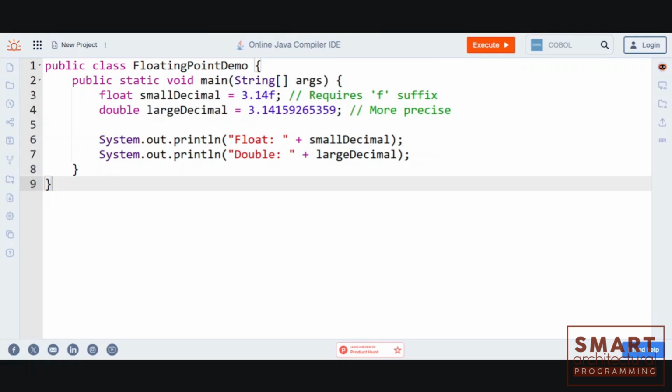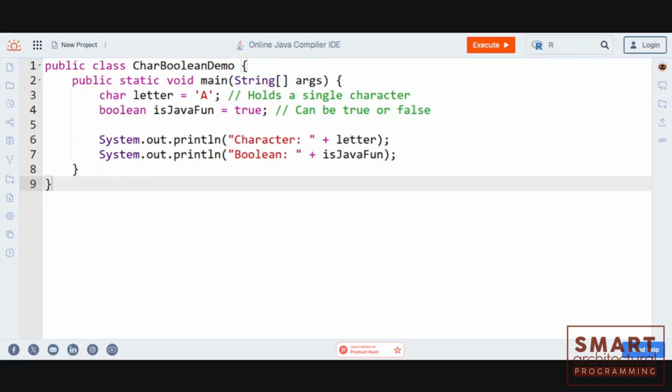So after that, we need to understand two special primitive types, chars and booleans, and let's discuss exactly how they work. As you can see on the screen right now, we have a char that stores a single character using single quotes, and a boolean represents true and false values, which are perfect for conditions and logic programming that we might need to do. So as you can see, we have a char with a single letter A in quotation marks on line 3, and a boolean isJavaFun as true on line 4.